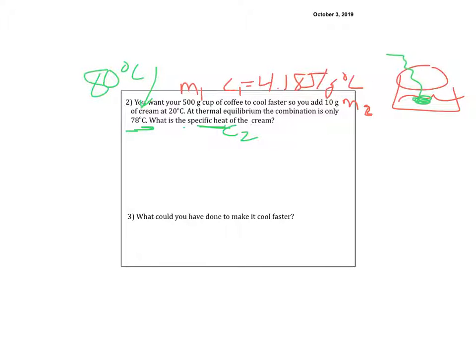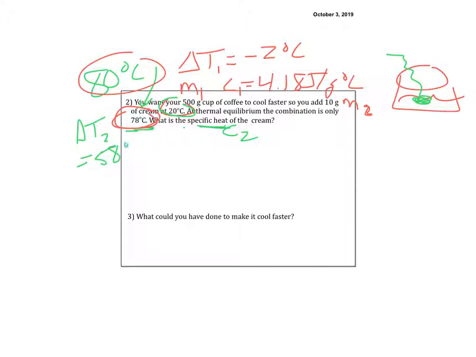So that means that delta T1 is equal to negative 2 degrees, right? Because it went from 80 to 78, so that's a change of negative 2. But the cream went from 20 to 78, right? So 78 minus 20 is 58, right? So the delta T for the other one, delta T2, is going to be 58 degrees positive, because it gets warmer, right? All right.